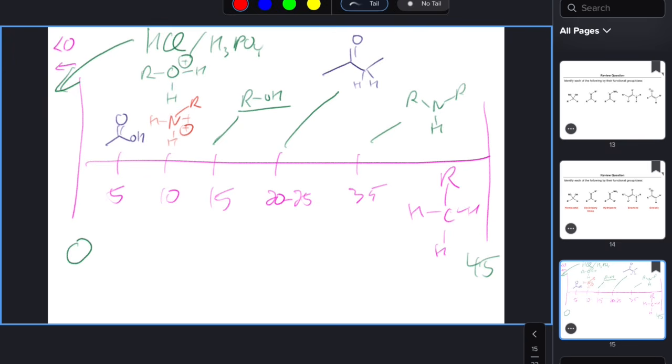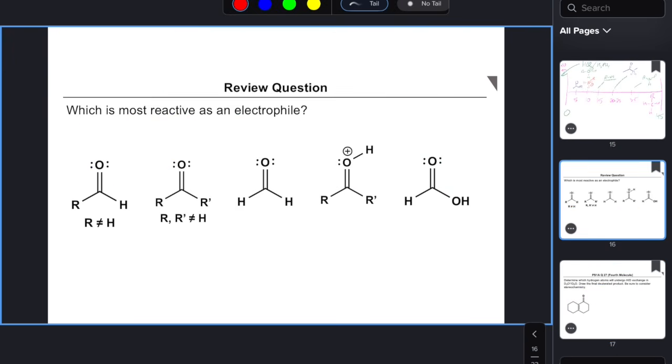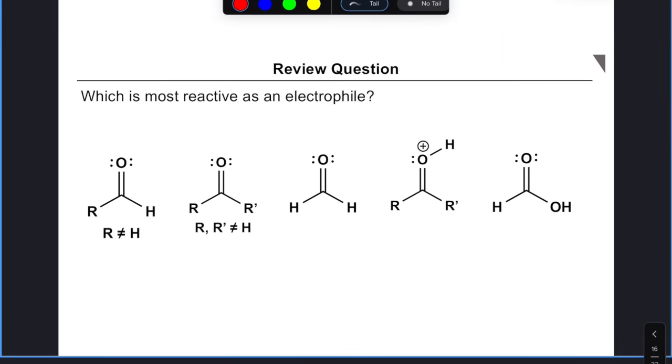All right, what about this? Which of these is the most reactive electrophile? And rank them from 1 down to 5.